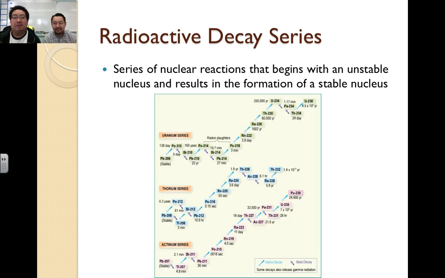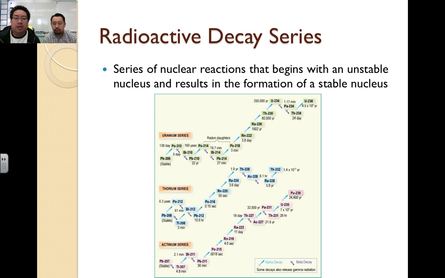We also have the radioactive decay series. What we find is that for most of our radioisotopes, they undergo not just one radioactive decay reaction, they go through several. And what's interesting is that, depending on the particular isotope, it always goes through the same series of decay steps.